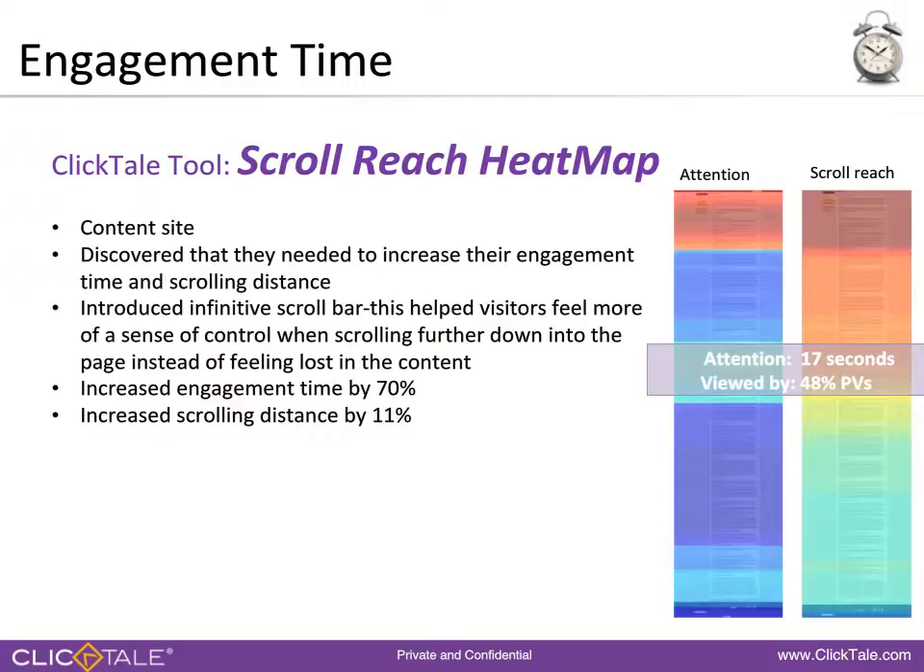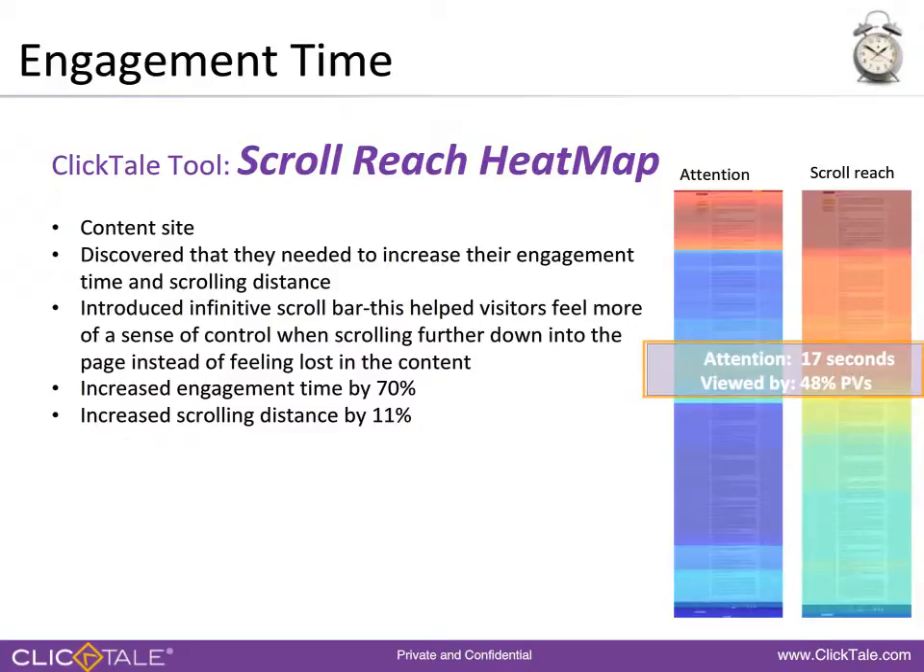And just to show you an example, I'm taking this off of the ClickTale site. What you want to be looking at when you're working with the attention and the scroll reach heat map is which areas are showing higher levels of attention, so the areas where people are moving their mouse, clicking, scrolling, showing levels of interaction. But you also want to see what percentage of your page views, or what percentage of your visitors, are actually reaching that part of the page.